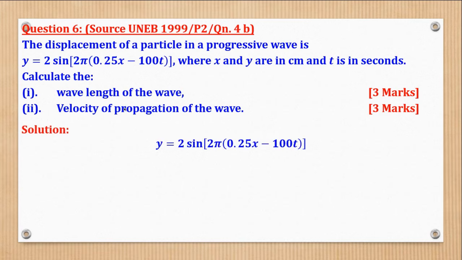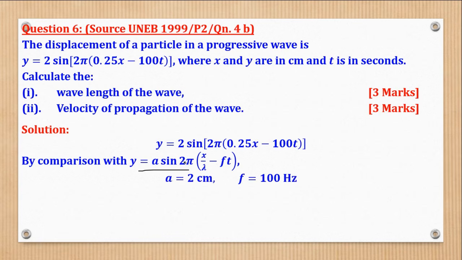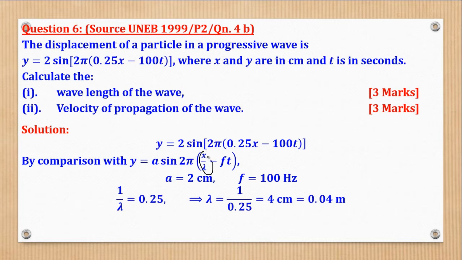So first of all, that's the equation I'm given. Then by comparison, I'll compare it with this equation. You realize that this A is equal to 2. It's in centimeters because that's what we are told. Then the frequency, it means that here and here, this F is equal to 100. Then from this and this, it implies that 1 over lambda is equal to 0.25. Therefore, lambda is 4 centimeters. When you convert to meters, it will be 0.04.